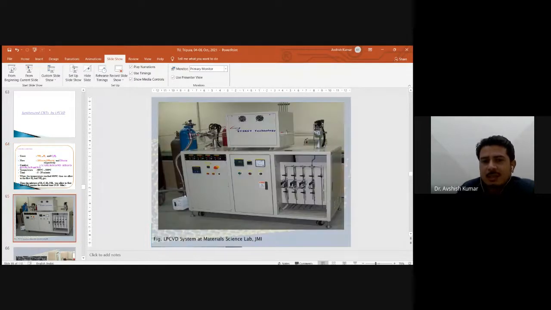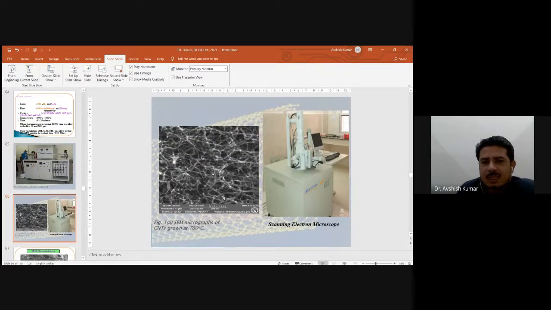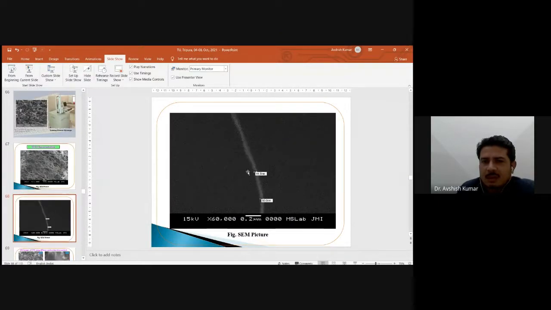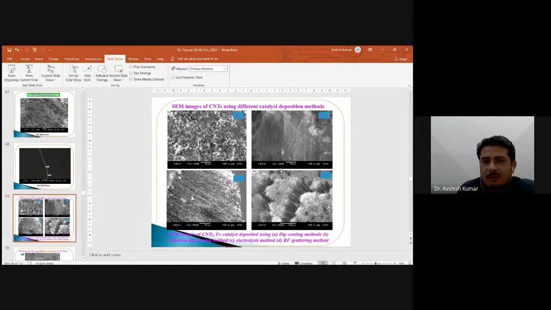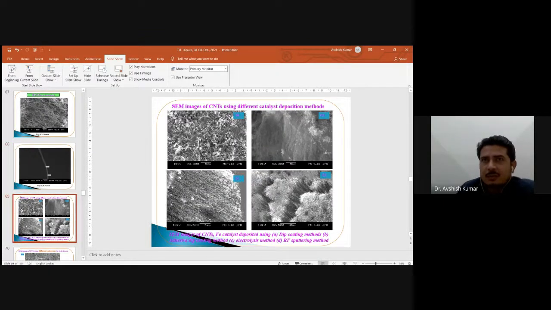This is the system, which is basically from Taiwan. And these are the SEM micrographs which we initially grew with this system. This is the scanning electron microscope there at Jamia. And this is a single wall carbon nanotube which we have grown with this LPCVD system. So these are all images grown with the help of this LPCVD system.